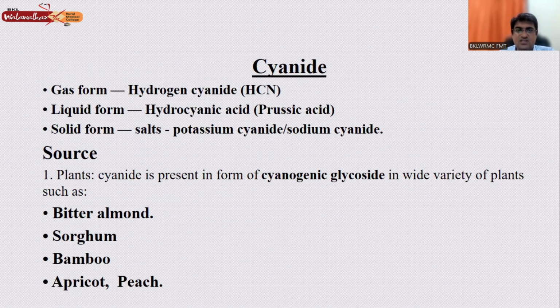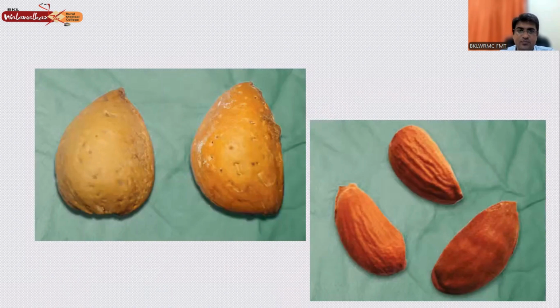The last poison is cyanide. It is used in three forms: gas, liquid, and solid. In the gaseous form, it is used as hydrogen cyanide. Liquid form is hydrocyanic acid, also called prussic acid. And in solid form, the salts of cyanide, potassium cyanide or sodium cyanide. What are the sources? These are found in bitter almonds, sorghum, bamboo plant, apricot, and peach. These are the bitter almonds.